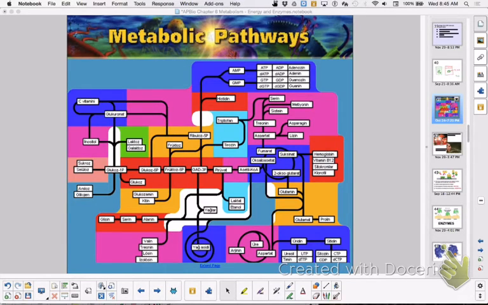Now, enzymes, which catalyze each step of the reactions in a metabolic pathway, are from which important organic molecule? Proteins. So enzymes are proteins, and proteins are built out of amino acids. Oldest bio buddy, could you please explain primary, secondary, tertiary, and quaternary structure of a protein? Go.